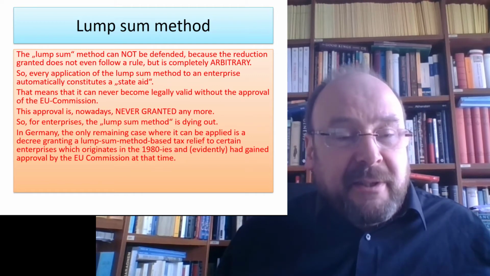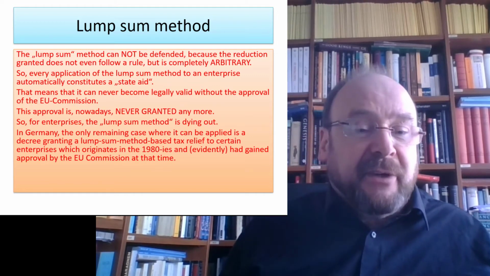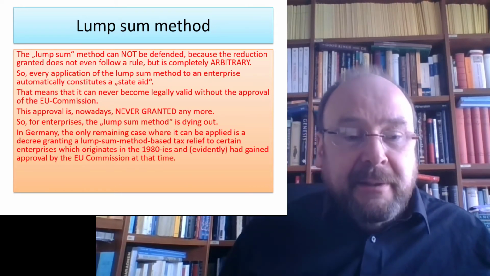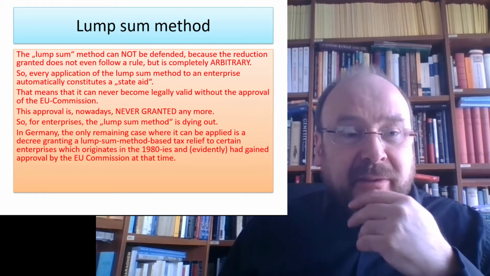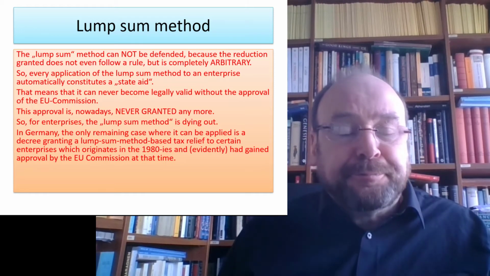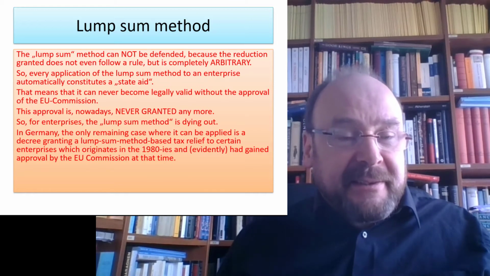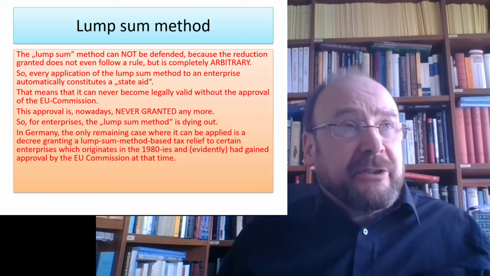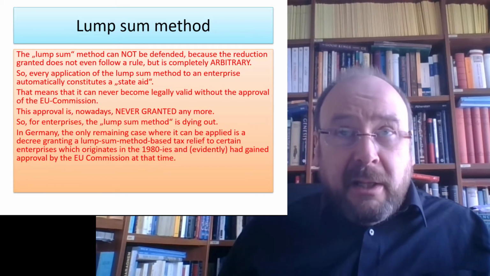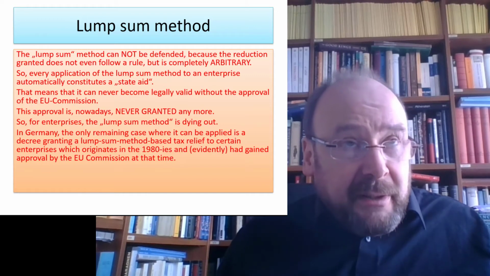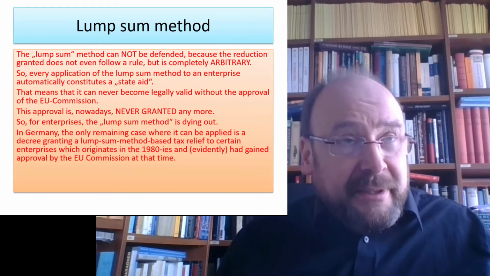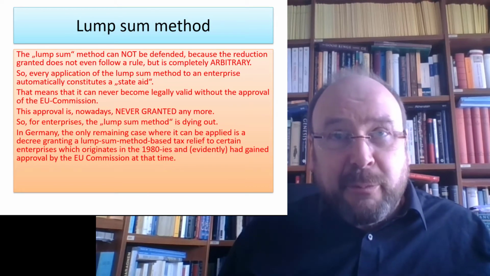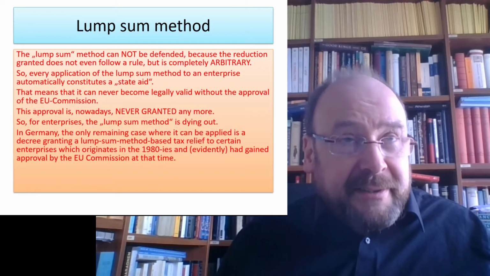A few dinosaurs of tax law still have survived in certain oases and faraway locations. For example, in Germany, there is one remaining case constellation where the lump sum method can still be applied to certain income of enterprises from third states with which Germany has no DTT, due to a decree which was issued by the fiscal ministry in the 1980s, and which evidently at the time got permission by the then existing European Commission.